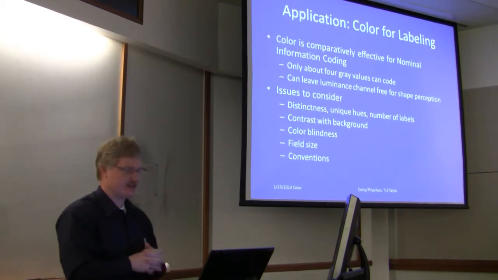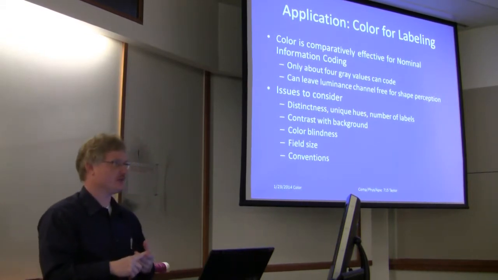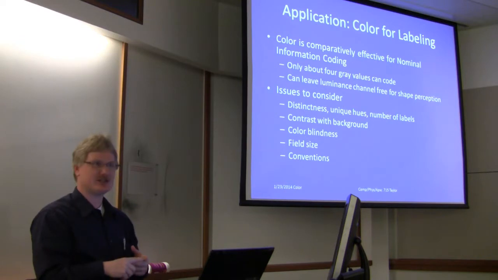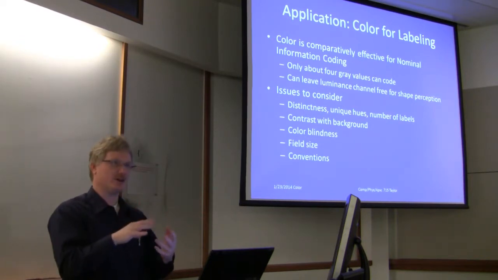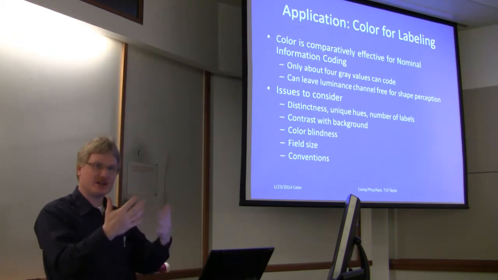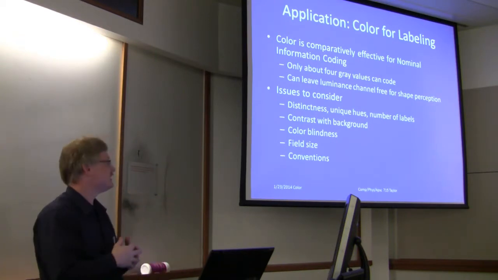So you need to consider how many unique hues there are, right? And so Chris Healy did his dissertation topic on this, and found out that if you could go all over the luminous gamut, you get a lot more, but otherwise you're down around 6 or so distinct hues.